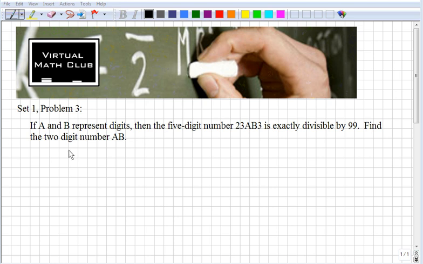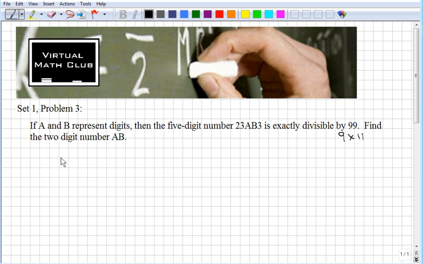All right, let's use another method to solve problem number 3. Like I said in the hint, if you know that 23AB3 is exactly divisible by 99, then you know that 23AB3 has to be divisible by both 9 and 11 because those are factors of 99.